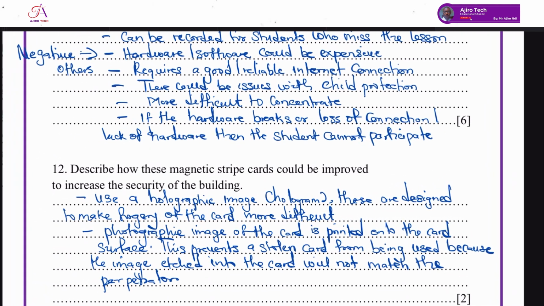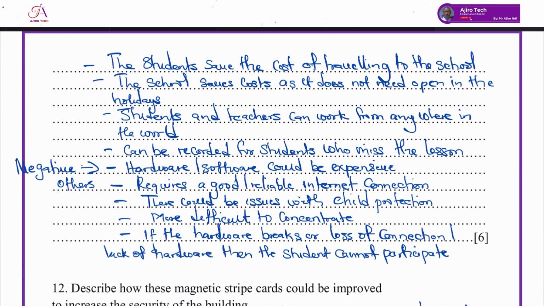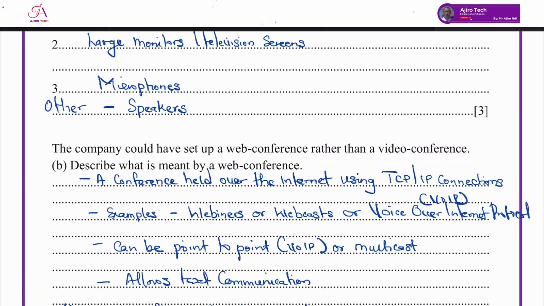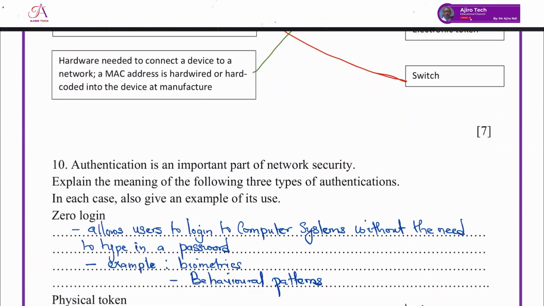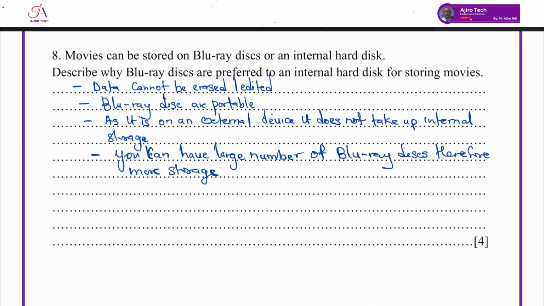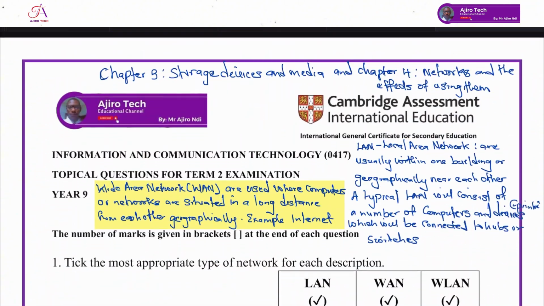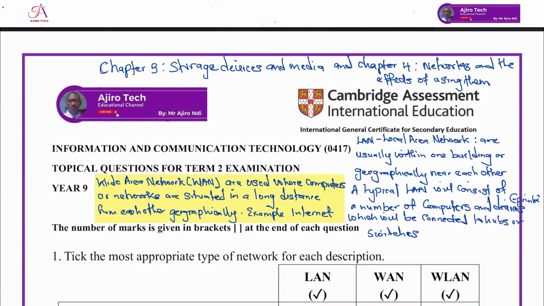Okay, so we've come to the end of the topical video for chapter 3, storage devices and media, and chapter 4, network devices or networks and the effects of using them. So literally those questions don't cover everything in the chapters, but they give you an idea how you're able to attempt questions on storage devices and media, which is chapter 3, and networks and the effects of using them, which is chapter 4. So I hope this was really helpful to you, and I wish you all the best in your examination. Bye for now.